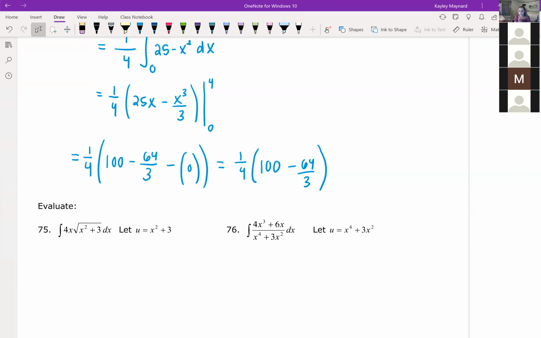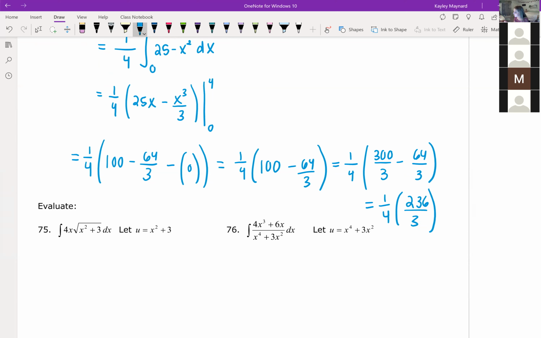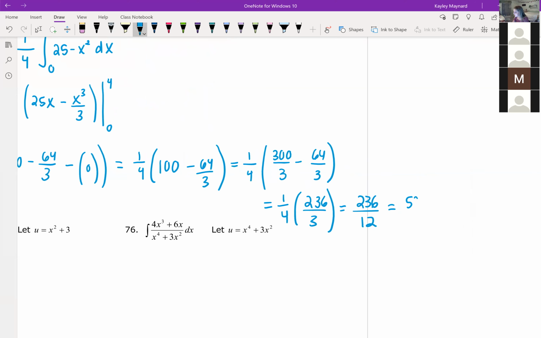So let's see. Okay, yeah, let's get a common denominator here. I think that's probably going to be the simplest way. So 1/4, and then this becomes 300 over 3 minus 64 over 3, which is 1/4 times 236 over 3. And then this just becomes 236 over 12, which you can divide by maybe 4. Yeah, so this becomes 59 over 3.